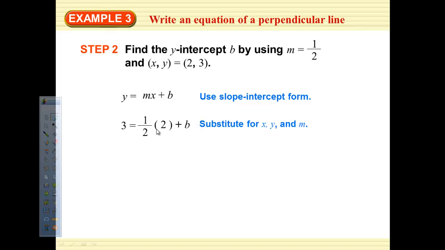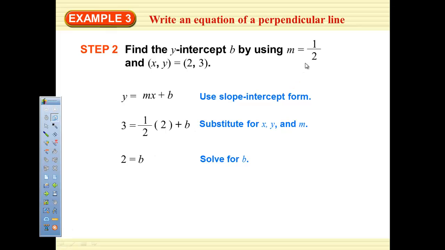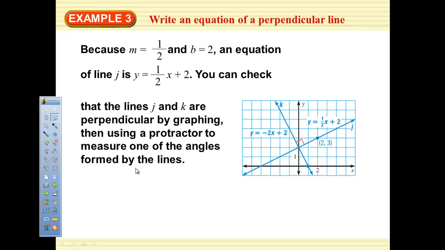We multiply these two, we'd get 1, so we'd get 3 equals 1 plus b. Subtracting 1 from both sides, we would get b equals 2. And then we have our y-intercept is 2, our slope is 2. We plug it into y equals mx plus b, and I'm sorry, our slope is not 2. Our slope is 1/2. Our y-intercept is 2. We're going to plug that in, and if we do that, the equation of the line is y equals 1/2 x plus 2.